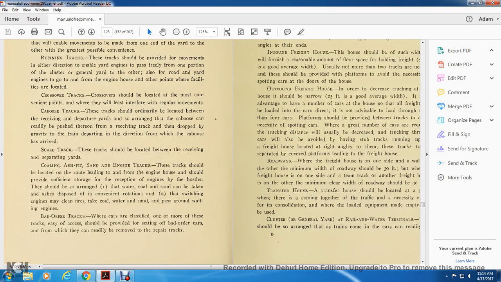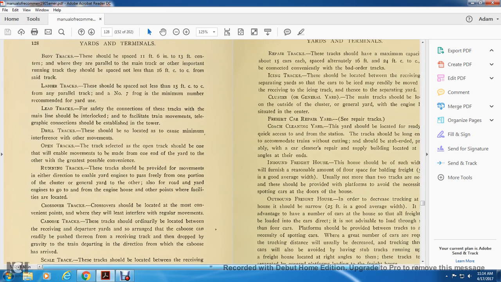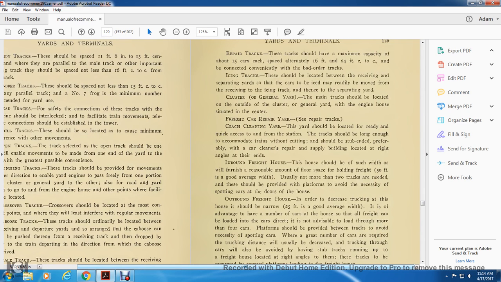Bad order tracks. Where cars are classified, one or more of these tracks with easy access should be provided with a setting for the bad order cars, from which they can be readily removed to the repair tracks. Car repair track: the track should have the minimum capacity of about 15 cars for each of these, alternatively 16 to 24 foot on each center, connected conveniently with the bad order tracks.